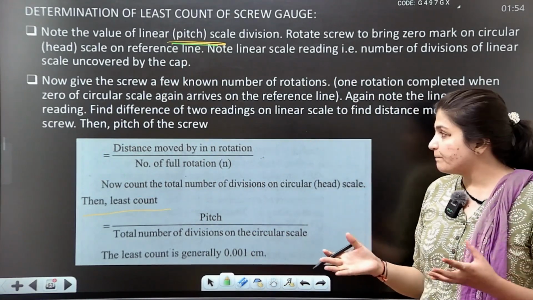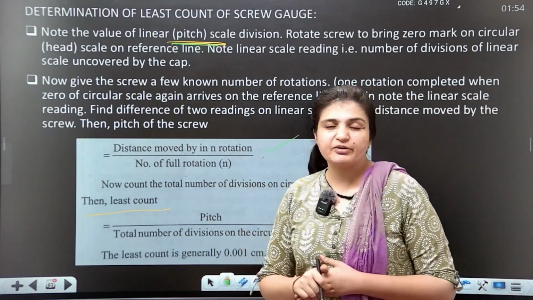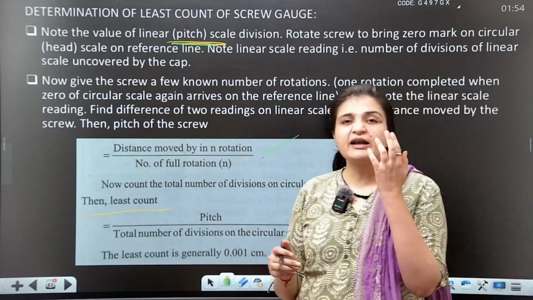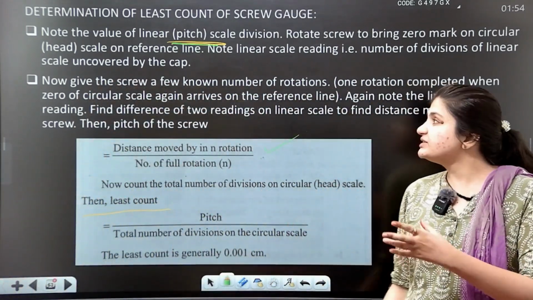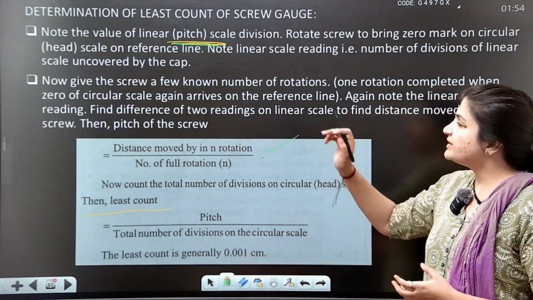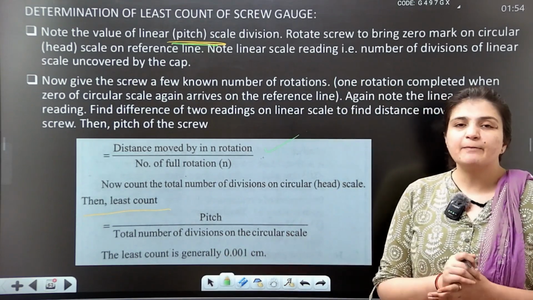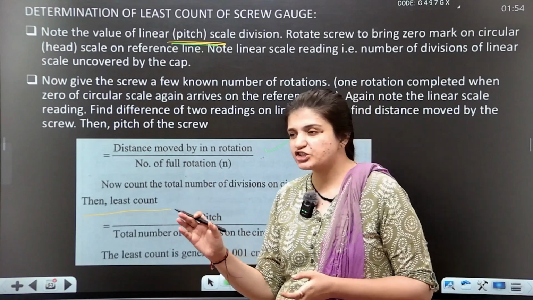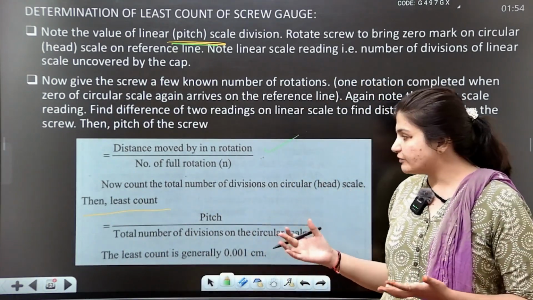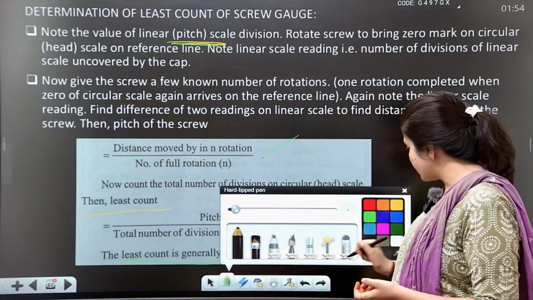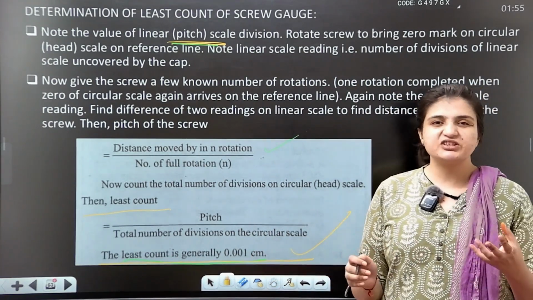So what is pitch? Pitch is the distance moved in one rotation, that is, the length covered in one full rotation. That gives the value of pitch. And the least count is the pitch divided by the number of divisions, which gives the minimum length it can measure. So what is the least count? It is the minimum distance which it can measure.